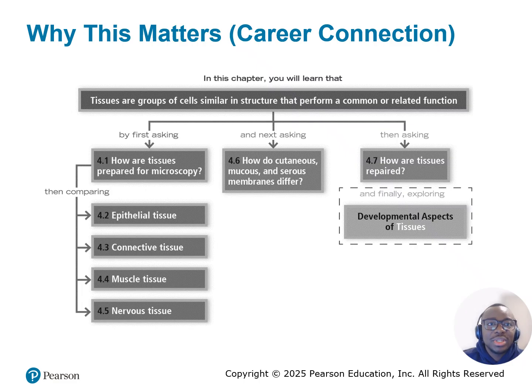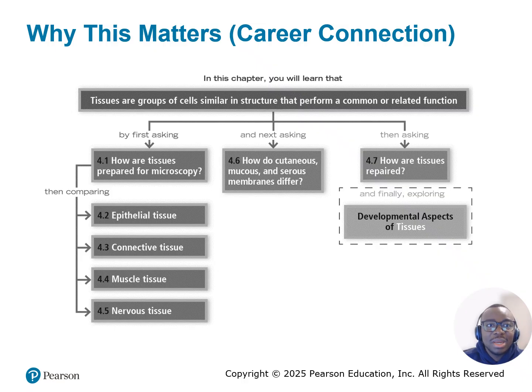Before we dive into the details of chapter 4, it is important to ask, why do we study tissues in the first place? The answer is because tissues are the foundation of every organ in the body. When tissues change, for example, through injury, inflammation, or disease, the function of the entire organ changes too. So for anyone entering healthcare, this knowledge is essential.